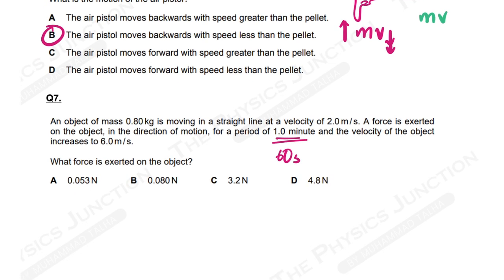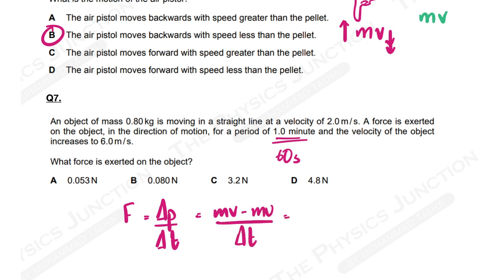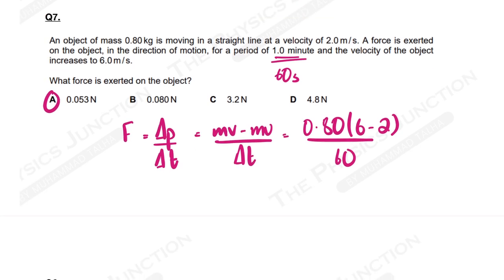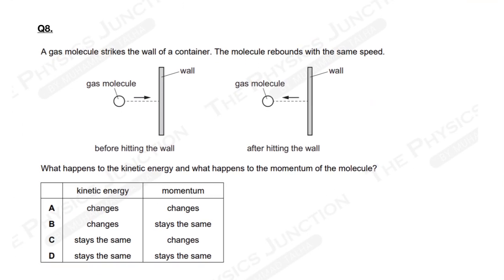Again, we can just use the definition of force. Force is rate of change of momentum, which is mv minus mu over the time taken. Again, I can factor out m as common: 0.8, v minus u, final velocity is 6, initial velocity was 2, divided by the time, which is 60 seconds, and this gives me the force, which is 0.053 newtons.